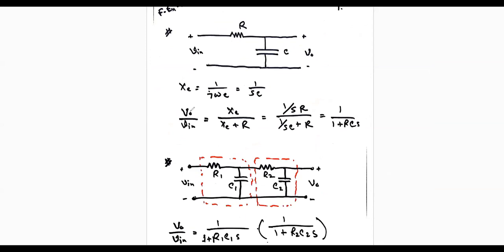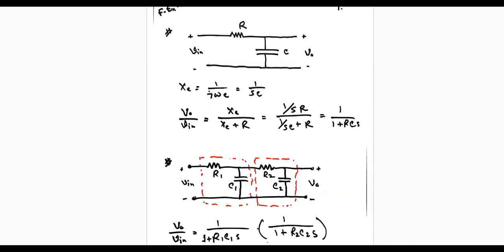The transfer function, output over input, is equal to 1 over 1 plus RCS, where S equals j omega. This is in the Laplace format, we can write it in the Laplace format. So this is a first order filter.